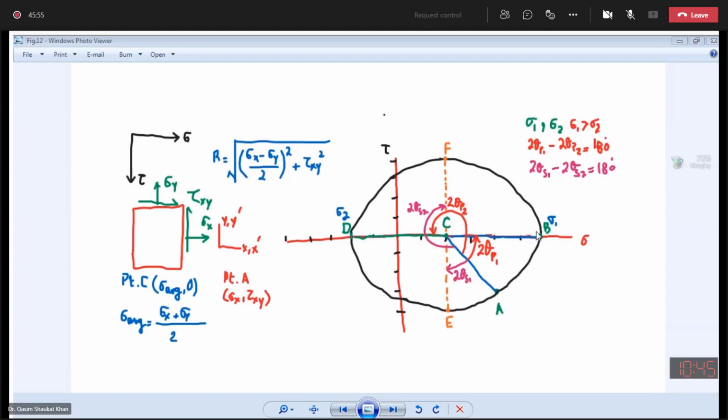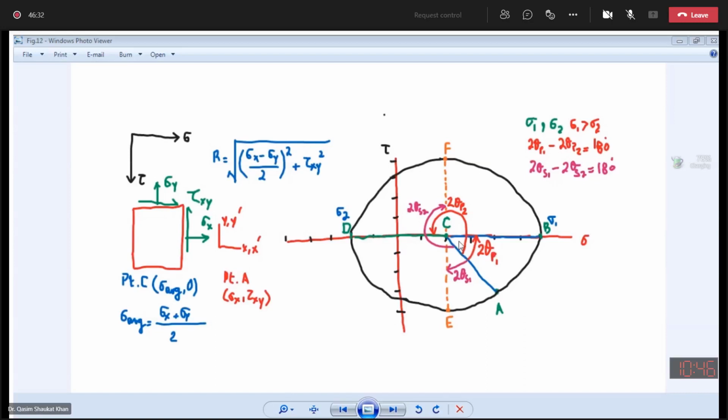Is this point clear, that this horizontal line is my principal planes? Now the orientation of the principal planes I can find with reference to this line CA. Moving from this reference line CA towards CB will give me the orientation of the principal plane, 2 theta P1.